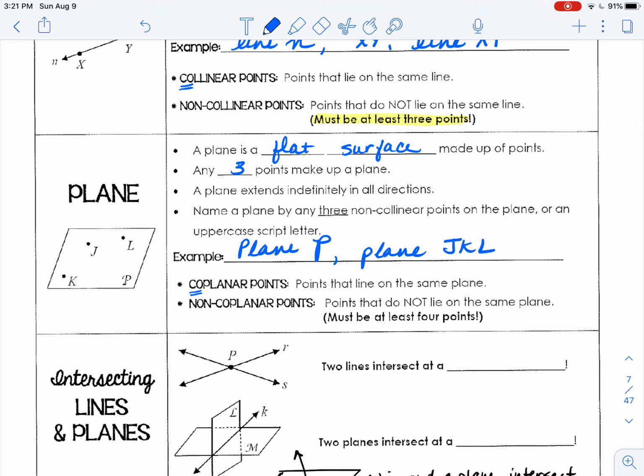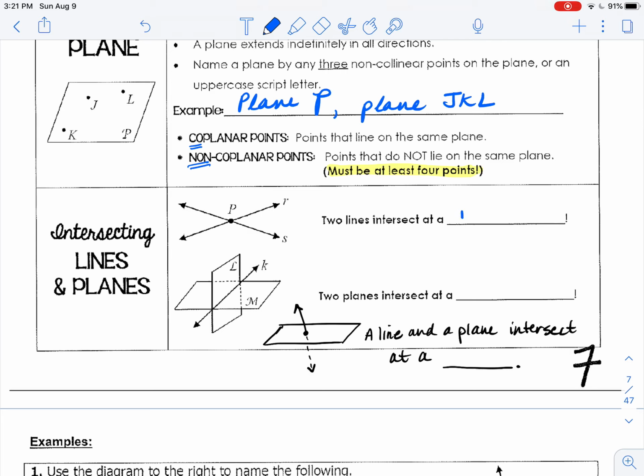Coplanar points, meaning they're on the same plane, and non-coplanar points, meaning they are not on the same plane. If you're talking about non-coplanar points, you must have at least 4 points to be non-coplanar, because any 3 will always make up a plane.